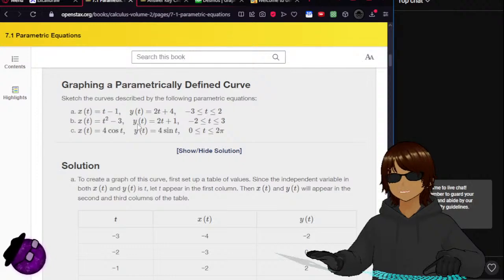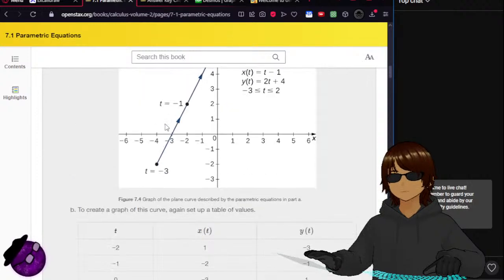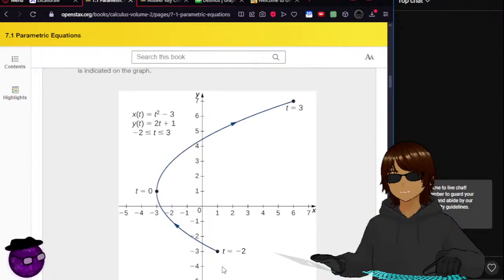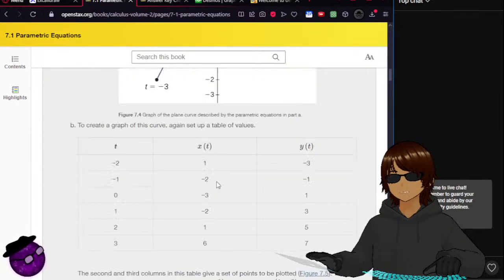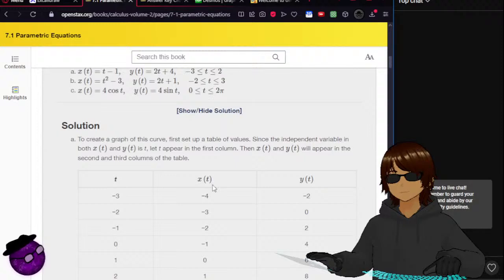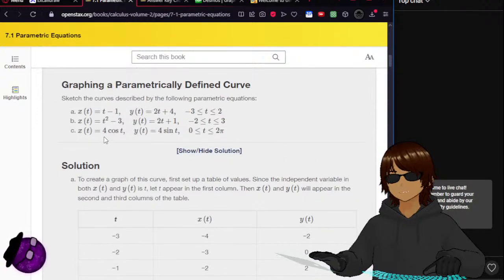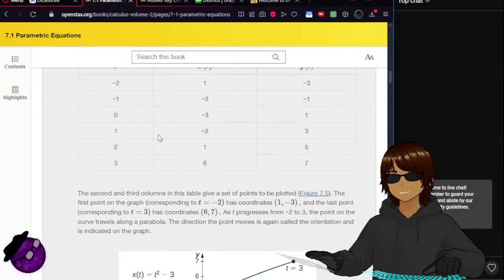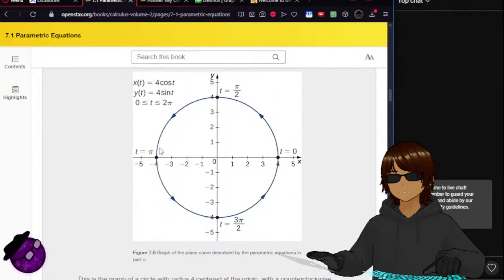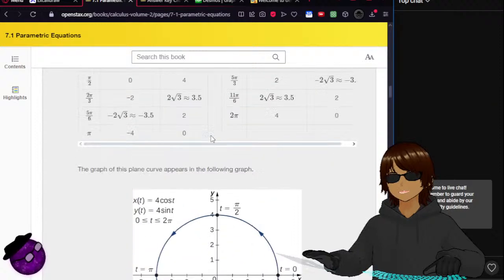t square minus 3 and then 2t plus 1. Graph looks like this. 4 cos t and 4 sin t. Oh, that makes sense. T can be the angle.